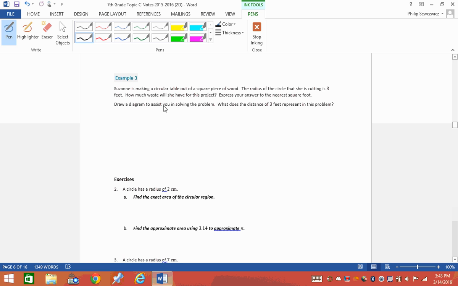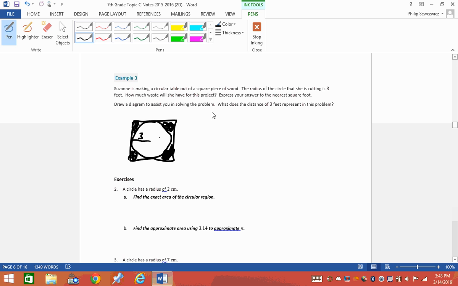Okay, we got Suzanne. She's making a circular table out of a square piece of wood. So there's your square piece of wood, and she's going to make a circular table out of it. So she's going to cut a circle out of it there, something along those lines. The radius of the circle that she is cutting is 3 feet. So right there to right there, that is 3 feet. We want to know how much waste she will have for the project. So the idea is if she cuts it out, this part's going to be the scrap that's left over. In other words, the waste that we are dealing with.